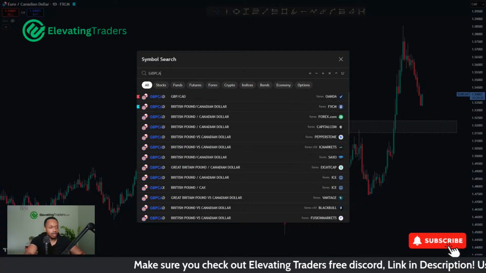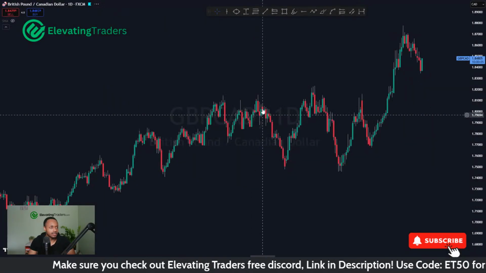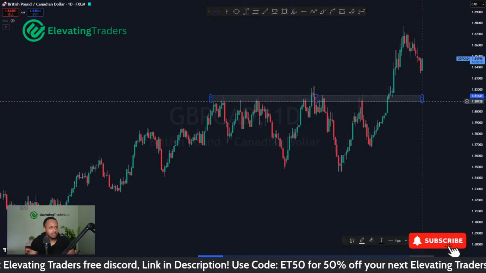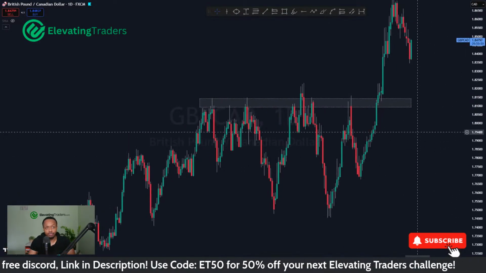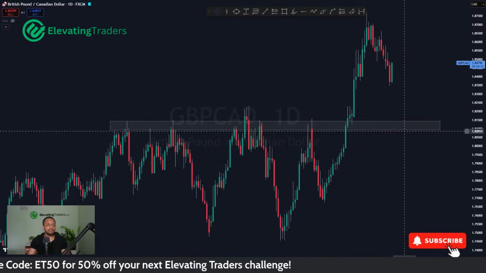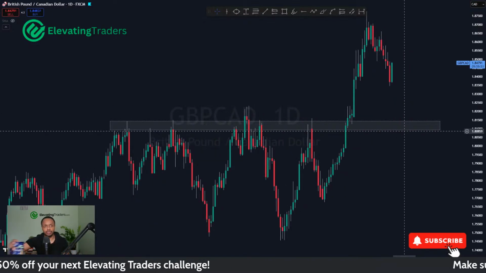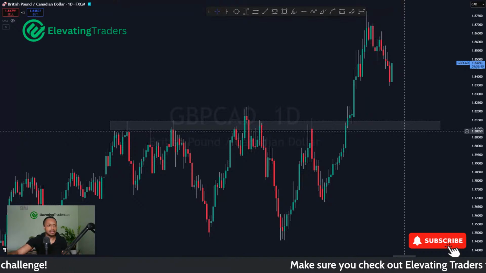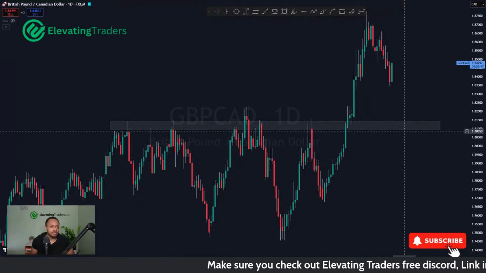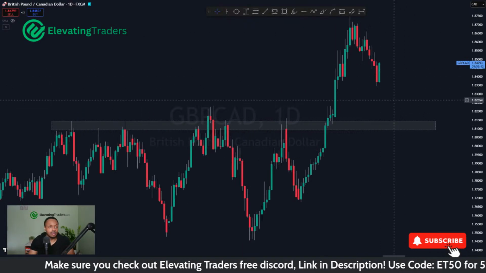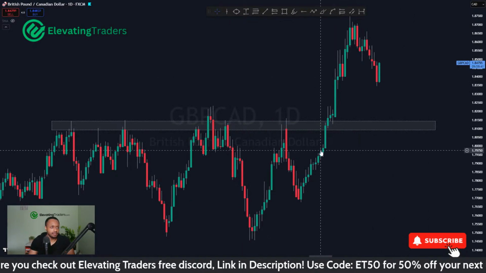PoundCAD as well. I do think we can see lower prices for that one as well. I'm looking at a push back into resistance here, which is at 1.815. I do think price can get there too. At the moment, it's looking pretty bullish, at least for the day's candle as well. Already engulfing the previous candle. We still got 9 hours, 10 hours left, but already looking pretty bullish.